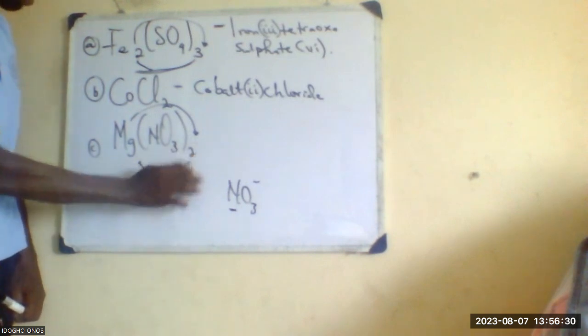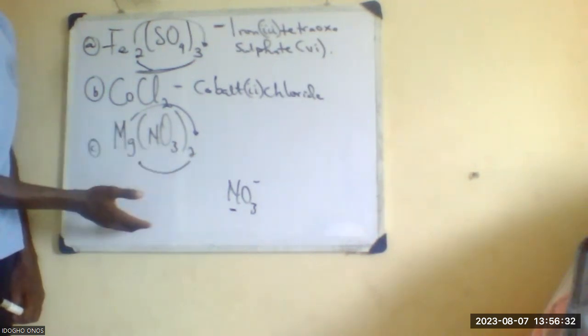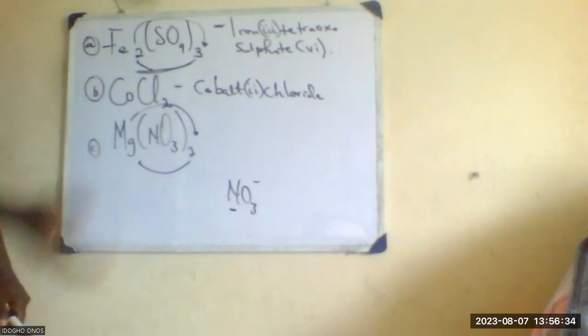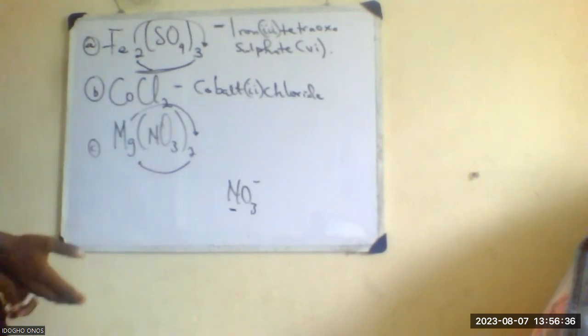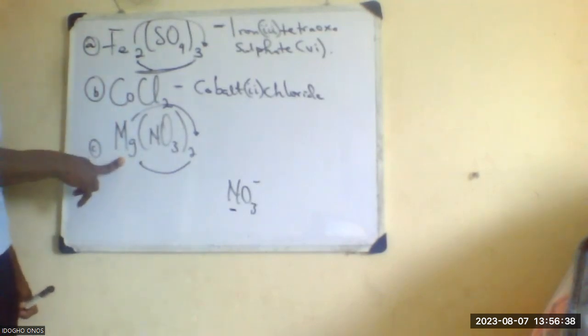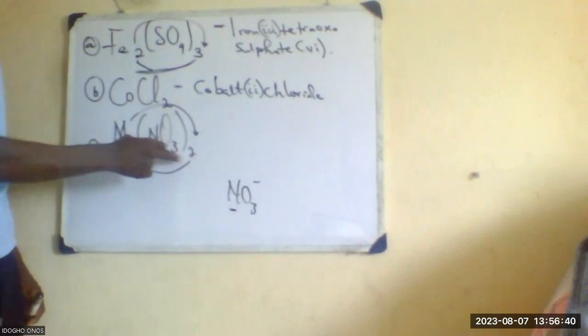So this 2 that we brought here was just for calculation sake. So magnesium still remains magnesium. It's not like magnesium 2. So the name becomes magnesium trioxo nitrate 5. That is for this.